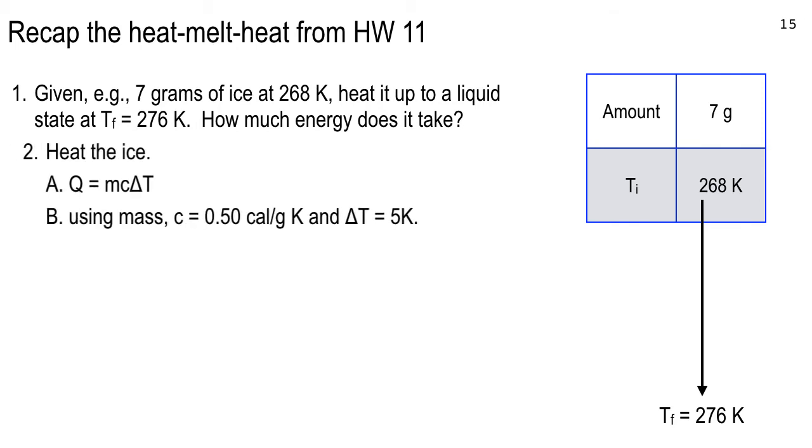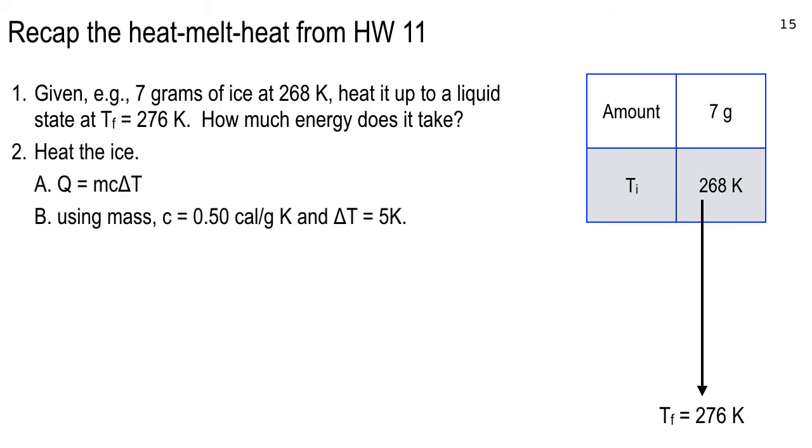So take careful notes. First thing you have to do is heat the ice up to the melting point. The formula that you use for that is Q equals mc delta T. That's the heat up equation. Now the mass you use is whatever mass you're given, in this case 7 grams. What is different is the specific heat.